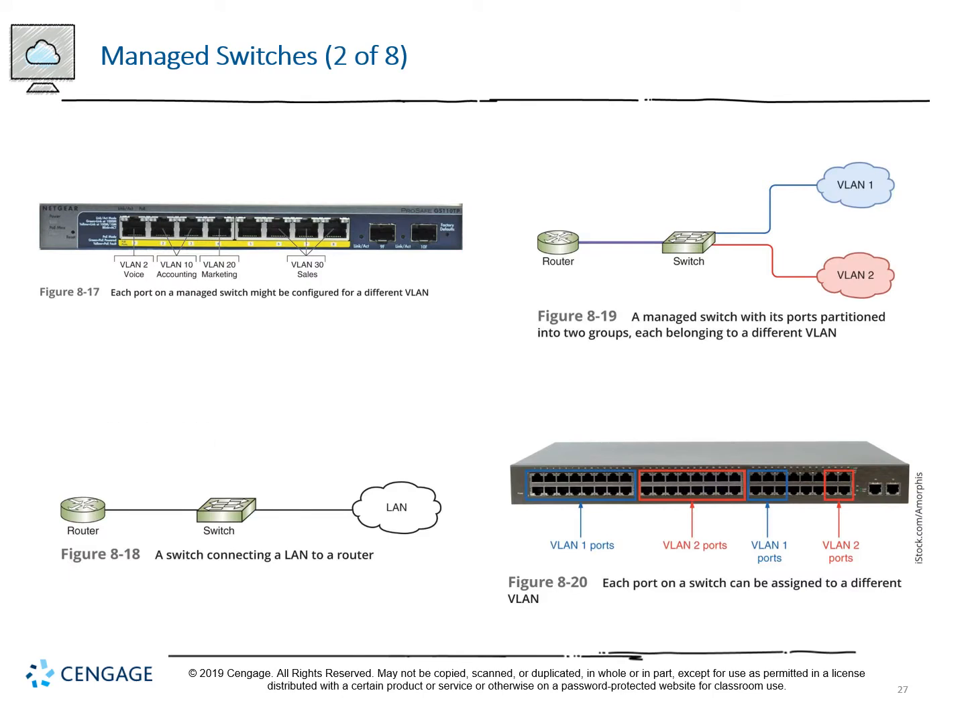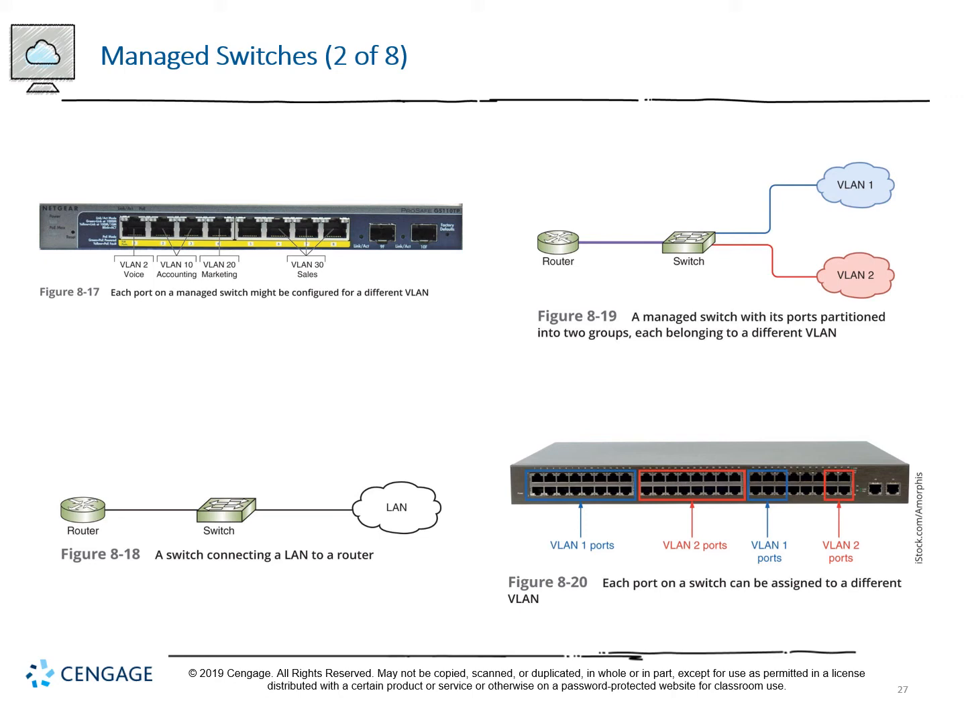So here we have a number of figures, and I'll just kind of go through each. I'll do the left column first and then the right column. Figure 8-17 shows us how some of these ports may be configured for different types of VLANs. One for voice, one for accounting, one for marketing, one for sales. So different groups within a company may have different VLANs assigned to keep their traffic sequestered. Figure 8-18 shows us a switch connecting to a simple LAN. So we have our LAN, switch, router combination.